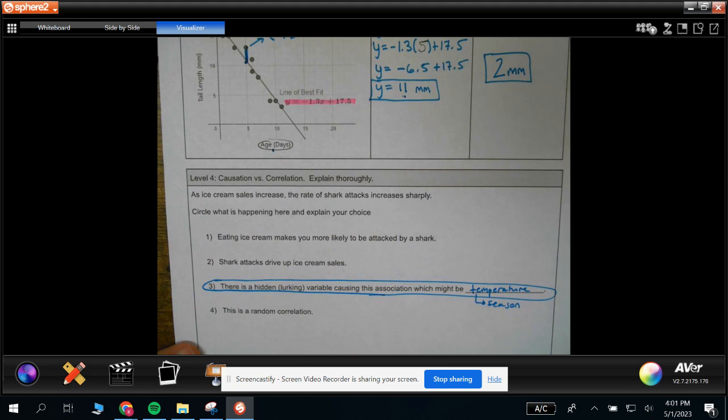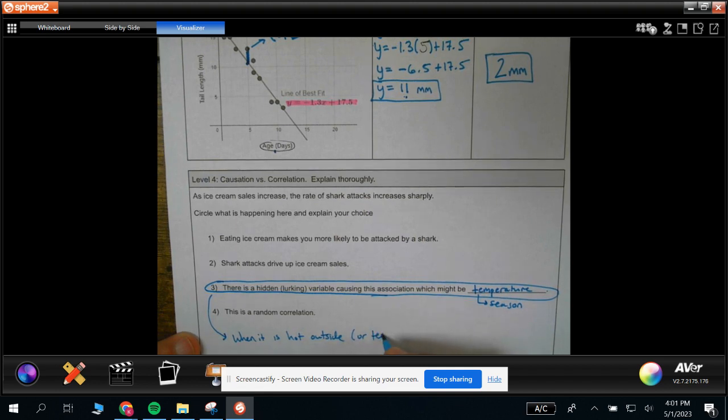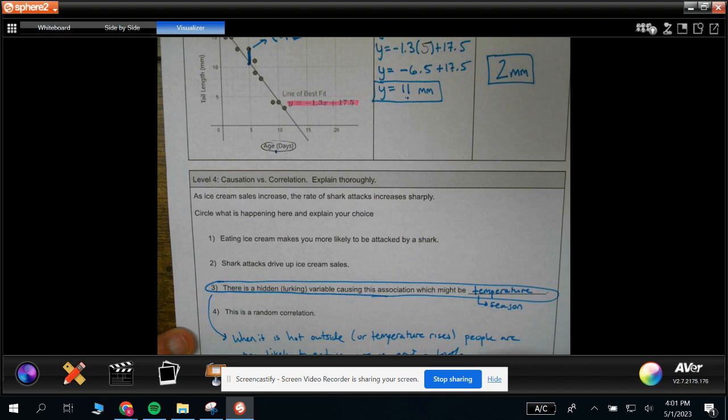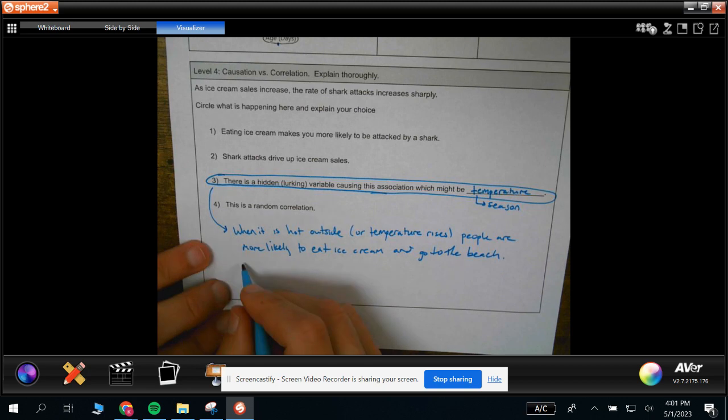So let's explain this. Again, what are we talking about? So an explanation might be when it is hot outside or the temperature rises, people are more likely to eat ice cream and go to the beach. There you go. Go to the beach.